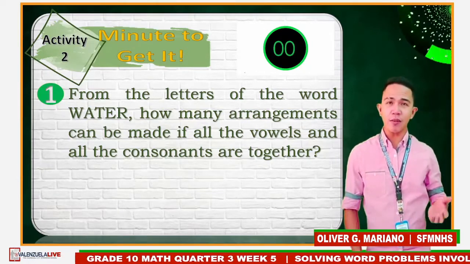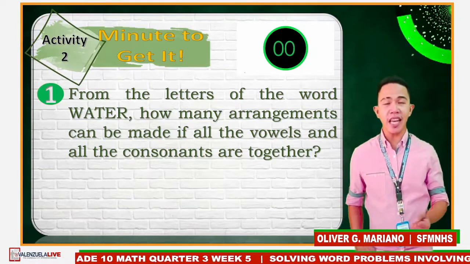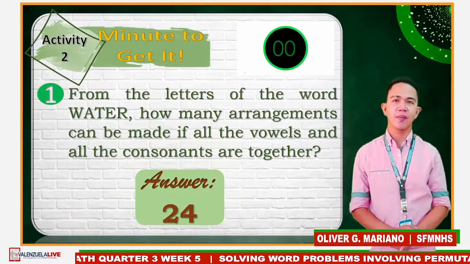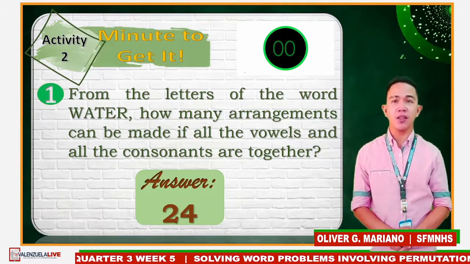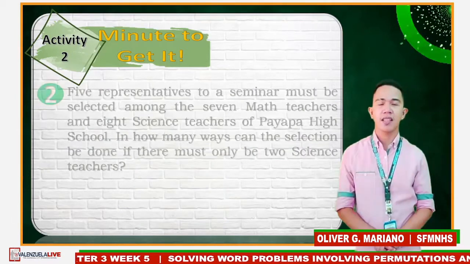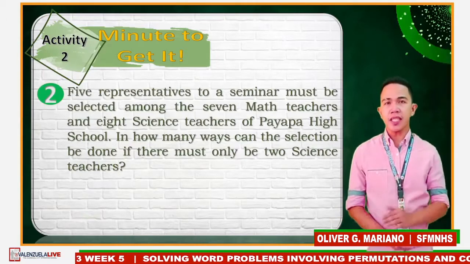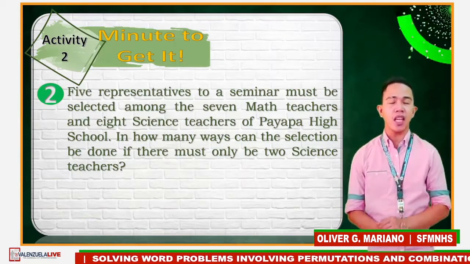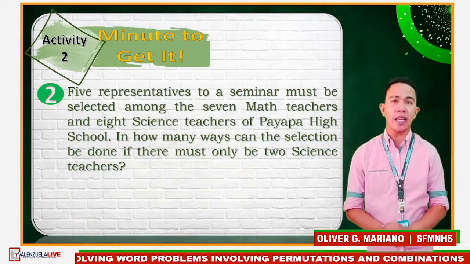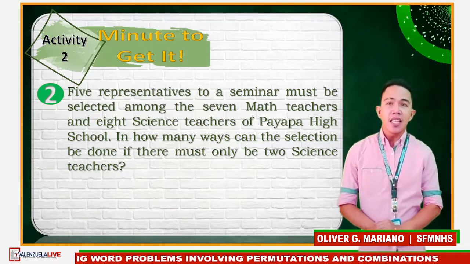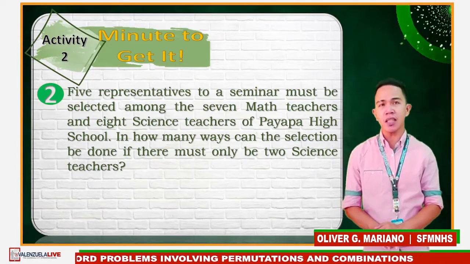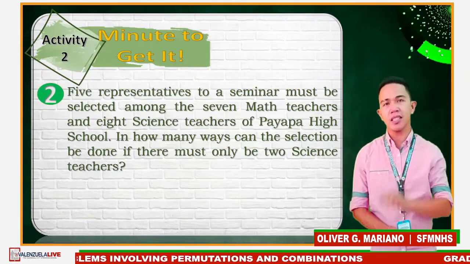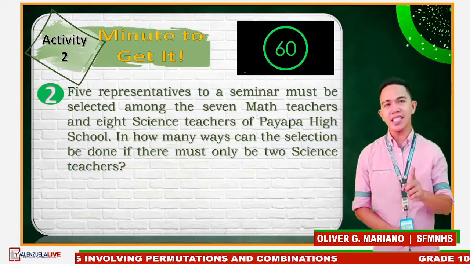All right, time's up. The correct answer is 24. Let's now proceed to the second one. 5 representatives to a seminar must be selected among the 7 math teachers and 8 science teachers of Payapa High School. In how many ways can the selection be done if there must only be 2 science teachers. 1 minute, go.